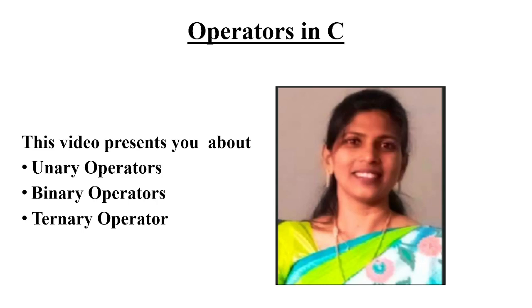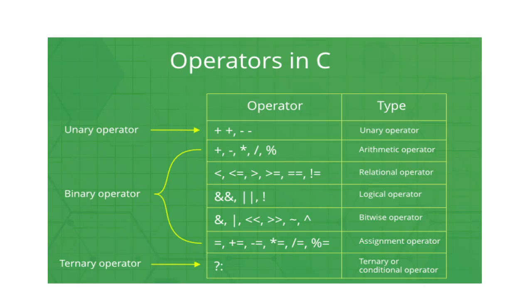Today we are going to present an important topic, that is operators in C. When we are explaining the operators in C, we are going to cover unary operators, binary operators and ternary operators that we are going to use in C. So here is the list: increment and decrement operators, unary minus, sizeof, all these come under unary operators. Arithmetic, relational, logical, bitwise and assignment operators come under the category of binary operators, and question mark colon, that is the conditional operator, comes under ternary operators.